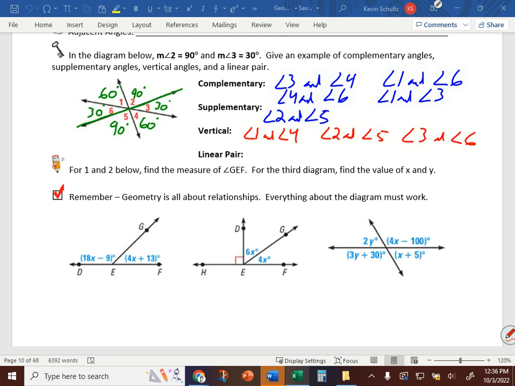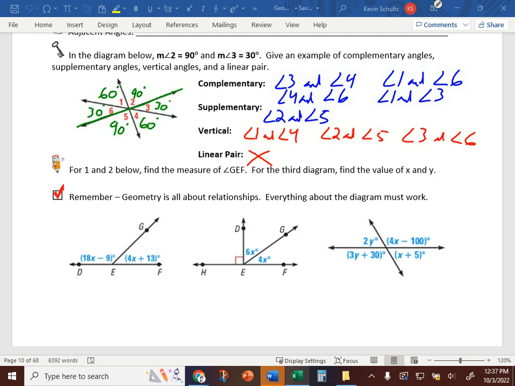Joey? 2 and 6 add up to be 120, which is not 180, and so they don't make that line. Damien? 2 and 5 are vertical angles. Ellen? None of them. There is no example. There is no example of a linear pair here, because the angles that make a line, you can do it with 3 of them, but not with 2 of them. Okay, so there is no linear pair.